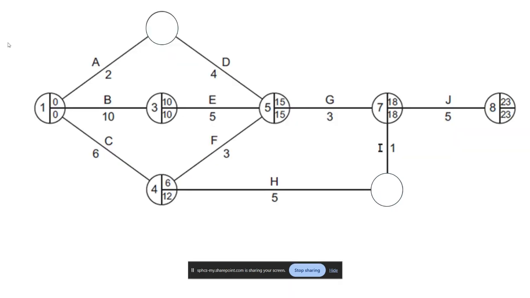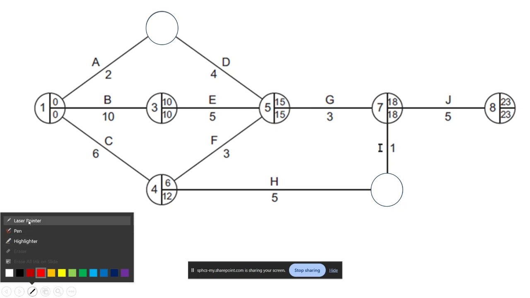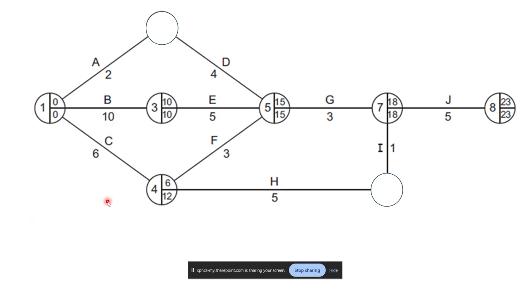Hi, this video looks at critical path analysis as a topic to revise for your A-level business exam. This is what a critical path analysis looks like, and what it represents is an activity or a project that a business could do. It might be a construction project, building a new building. It could be a website design. It could be doing a marketing campaign.